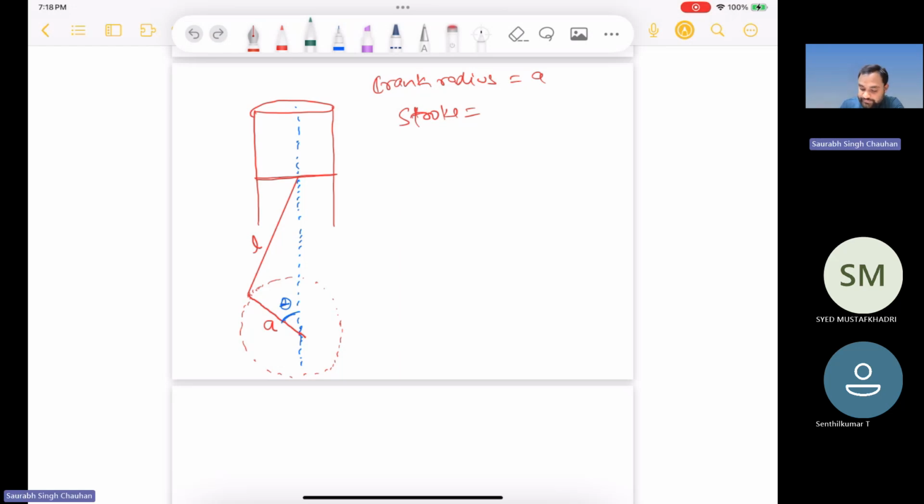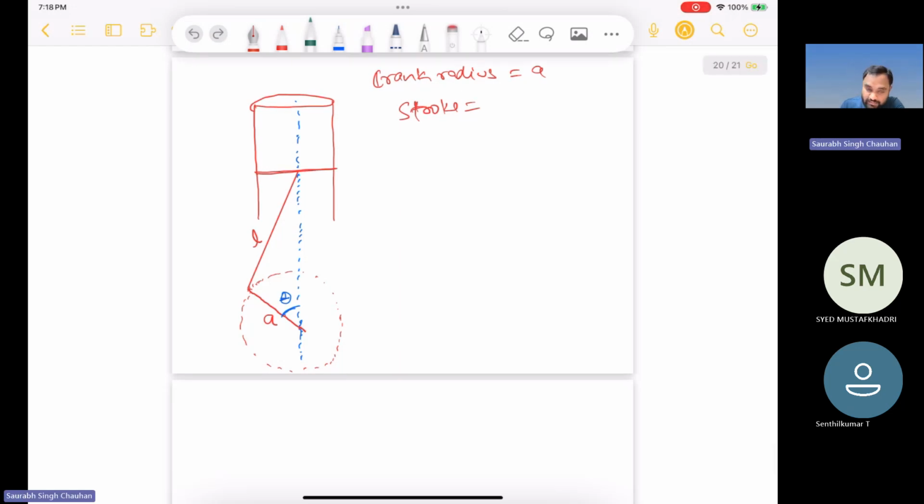Okay, let me give you some hint. What will happen at TDC? Piston will be somewhere here. Let us say piston is somewhere here, and this connecting rod will be completely straight, and the angle will be 0. So this is your crank, and this is your connecting rod. So this is at TDC.